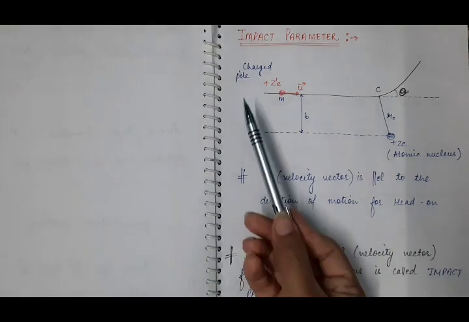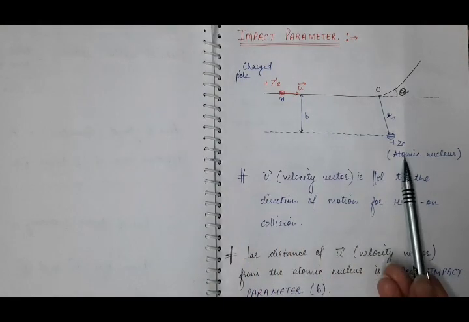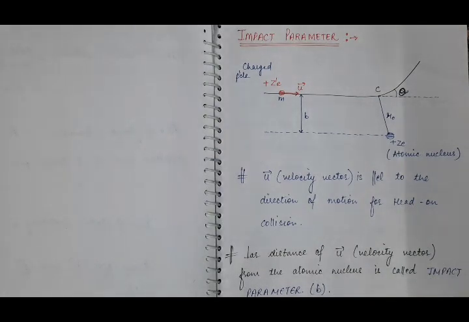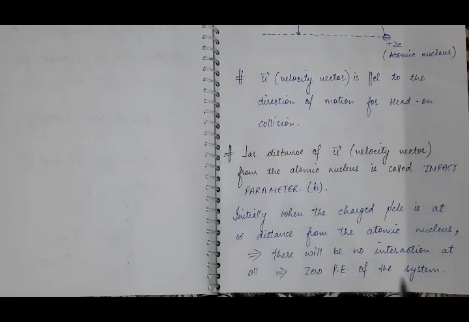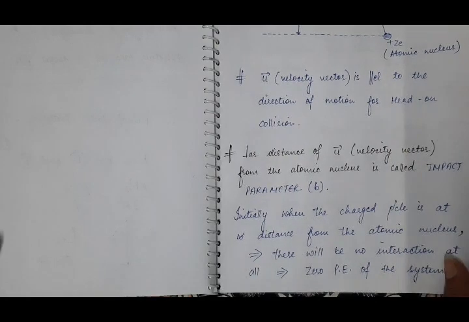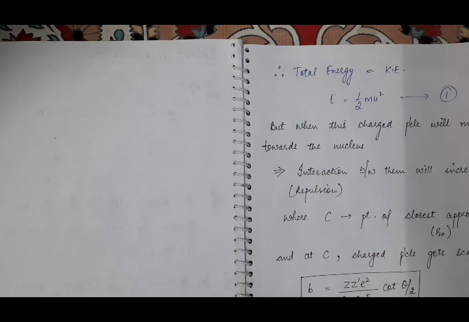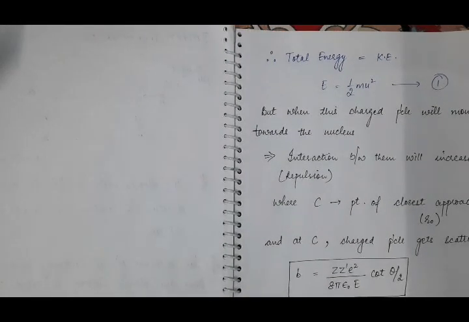Initially, when this charged particle is at infinite distance from this atomic nucleus, there will be no interaction at all between these two. So at that time the potential energy of the system will be zero, and the total energy will be purely kinetic in nature. That will be half mu square. Therefore the potential energy of the system will be zero and the total energy will be equal to half mu square.